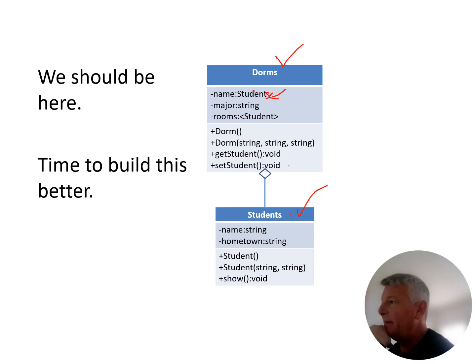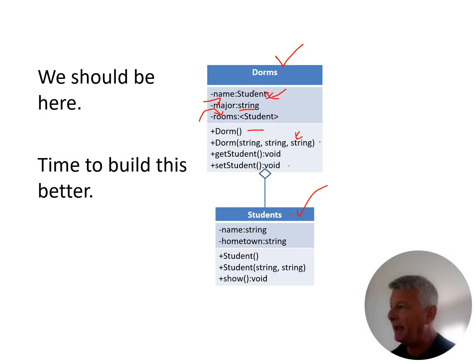And then I have my string, which is going to be the major. What are you majoring in? And then I have rooms. And what are rooms? Rooms are an array list of students. That's pretty cool. This is my constructor. Notice it's public. This is the default constructor. This is my parameterized constructor: string, string, string. And it should be string, string, array list, but we'll get to that.